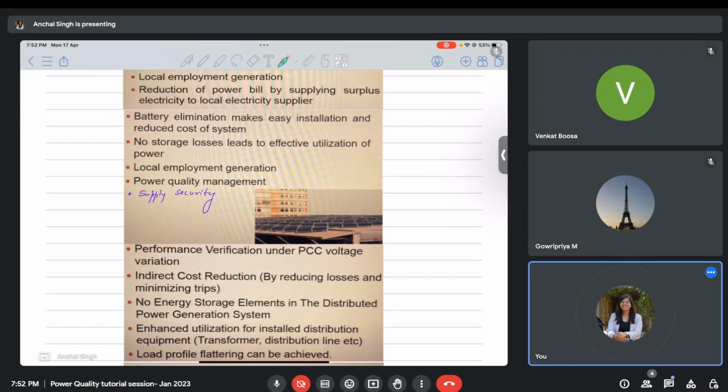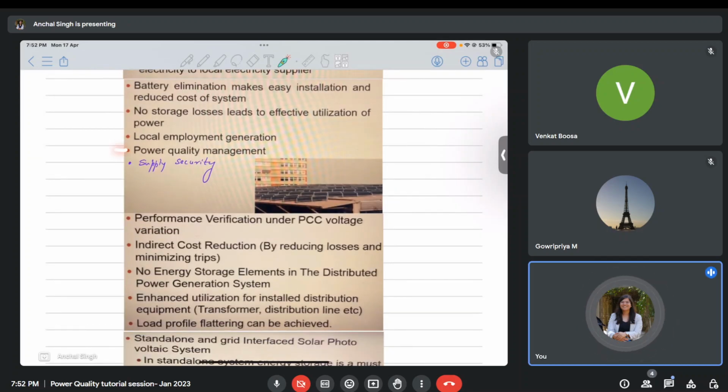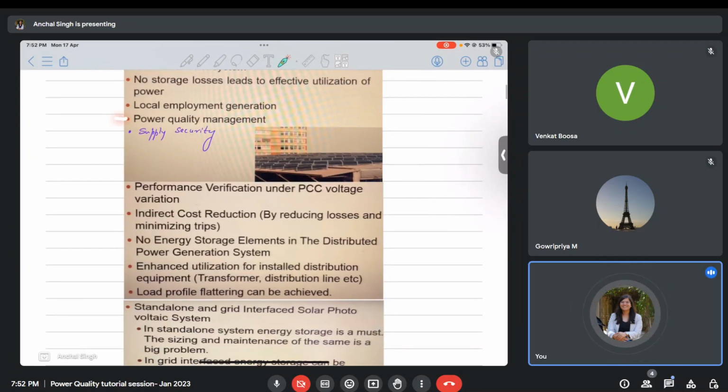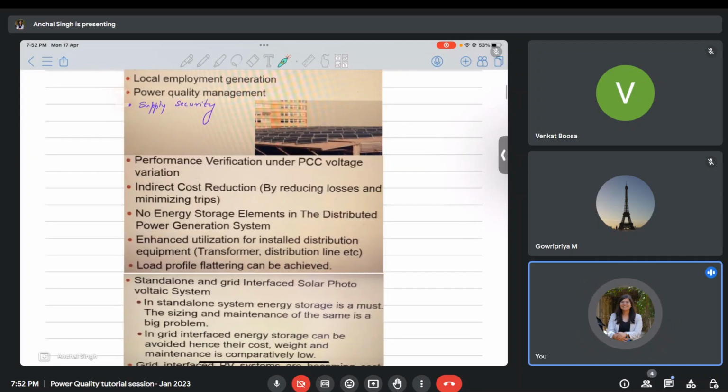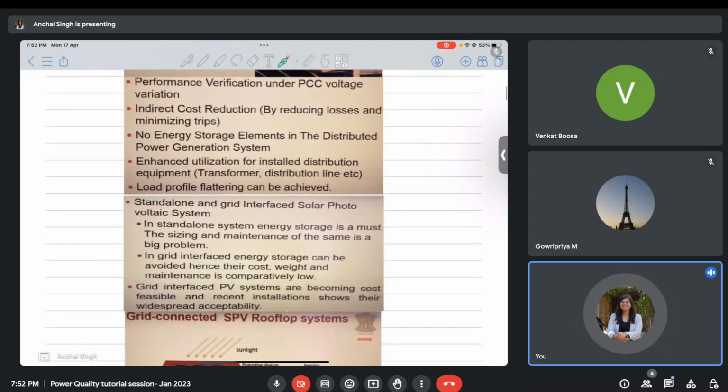Then there are no storage losses present in this system, and you are easily able to maintain the power quality of your house. There is a security of supply. You won't have to depend on our traditional electricity suppliers. There are still villages in India where electricity supply is not available for more than 5 hours a day. There are villages in India like that right now.